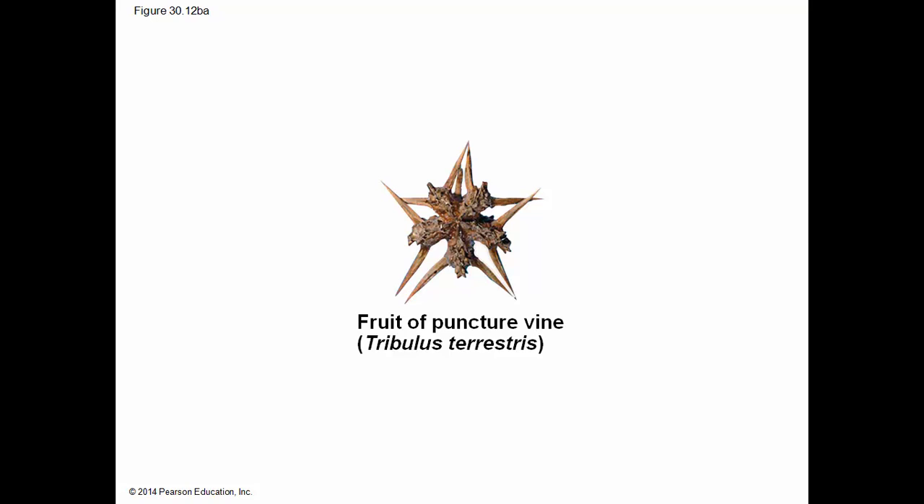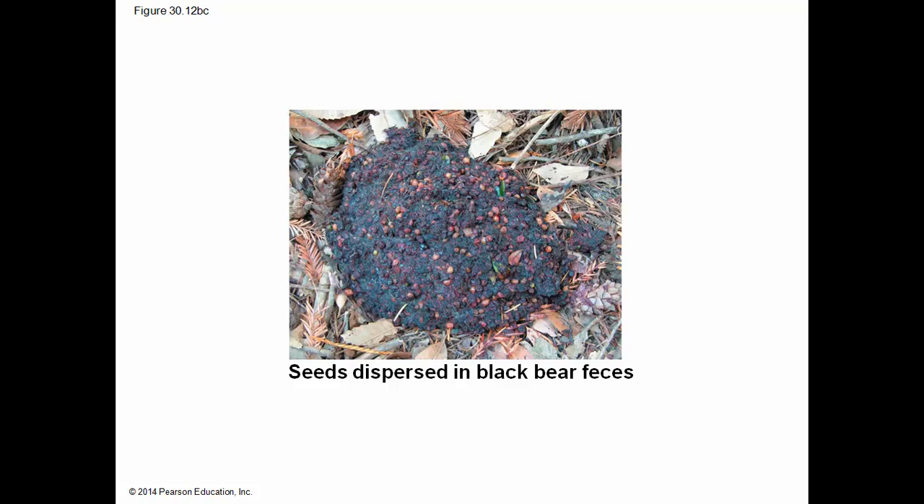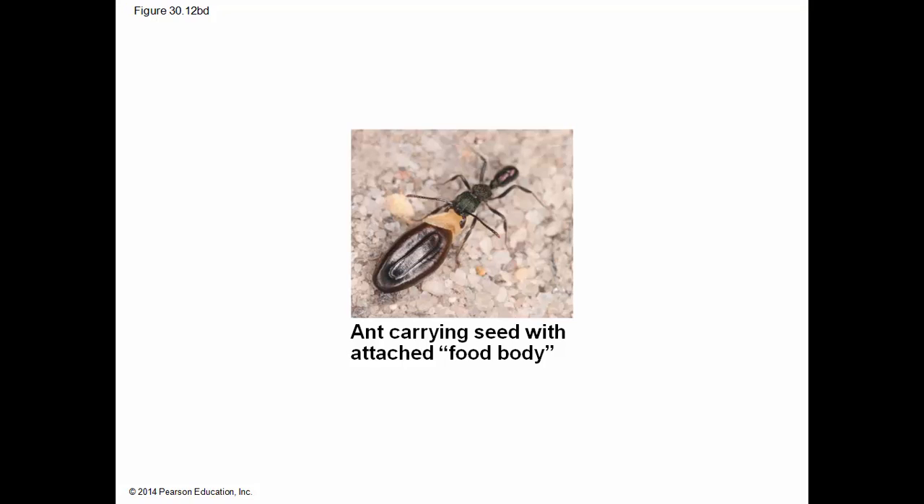Fruit of the puncture vine looks pretty terrifying to me. Would be bad if you stepped on this, let's put it that way. Here's a squirrel hoarding seeds or fruits underground. Okay, this is a red squirrel, and it's got a lot of pine cones around it, so it's probably eating pine nuts. There's the black bear feces. There's the ant carrying a seed with an attached food body.